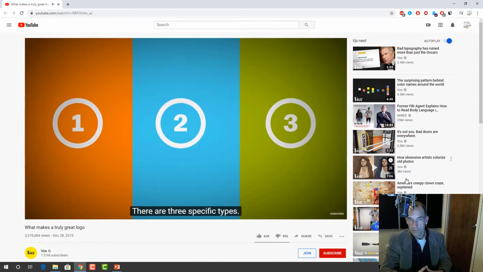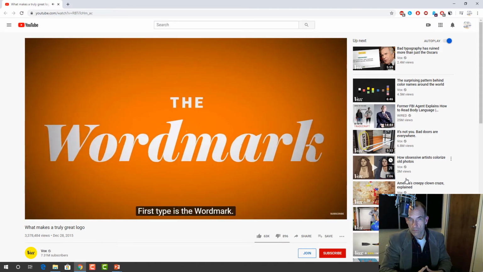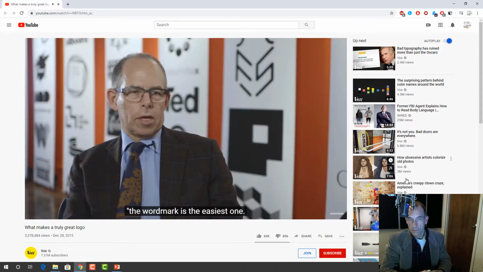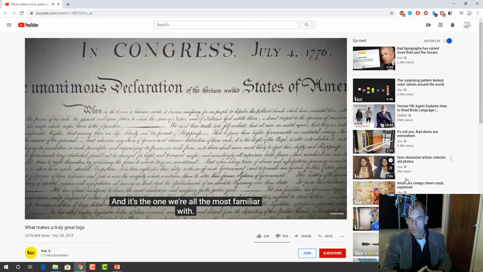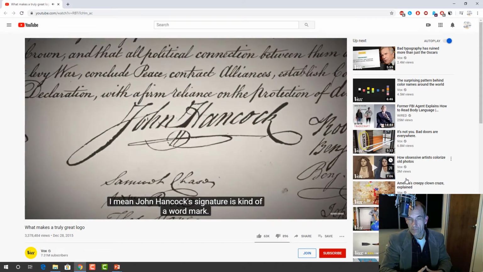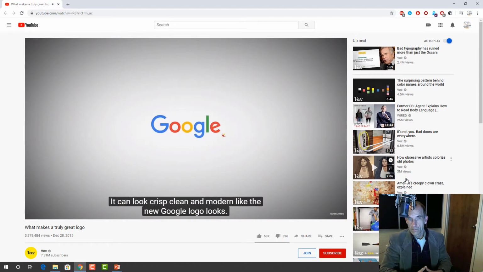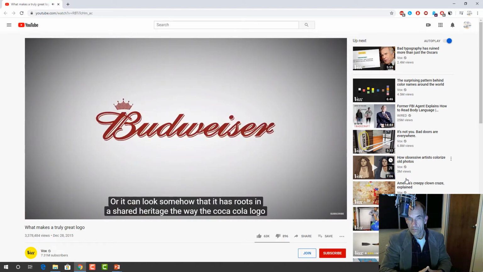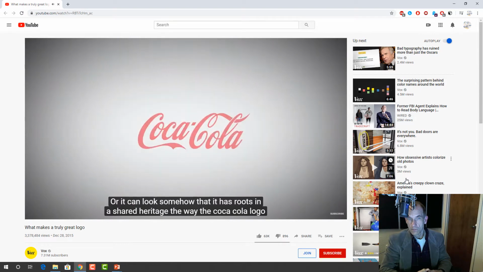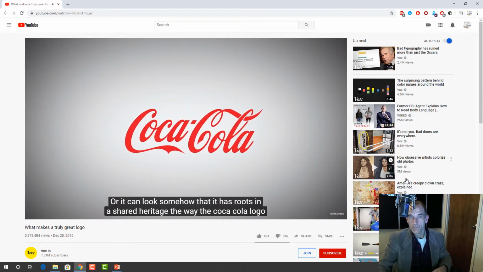There are 3 specific types. The first type is the word mark. The word mark is the easiest one, and it's the one that we're all most familiar with. I mean, John Hancock's signature is kind of a word mark, and it can look crisp, clean, and modern like the new Google logo looks. It can look somehow that it has roots in a shared heritage the way the Coca-Cola logo looks.